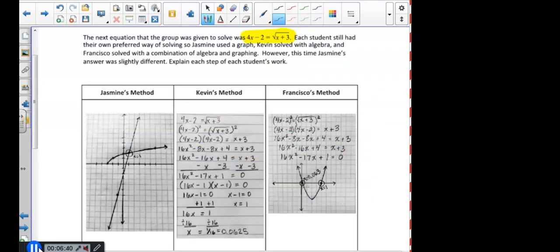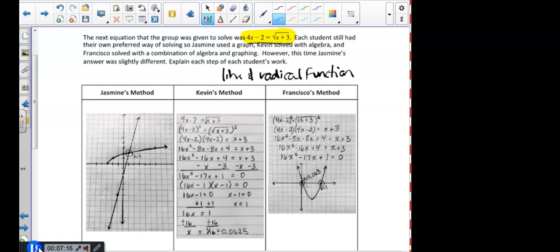In the next question, we are no longer given an inverse variation function and a line. We are given the equation 4x minus 2 equals the square root of x plus 3. So we can see that we are given both a line and a radical function, and we're asked to solve for x. Each of the three students still has their same method. Jasmine's method is to graph, Kevin's method is to use algebra to solve, and Francisco's method is to use a combination of algebra and graphing.